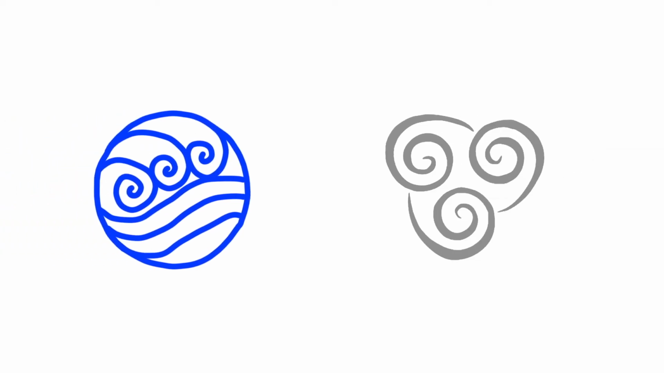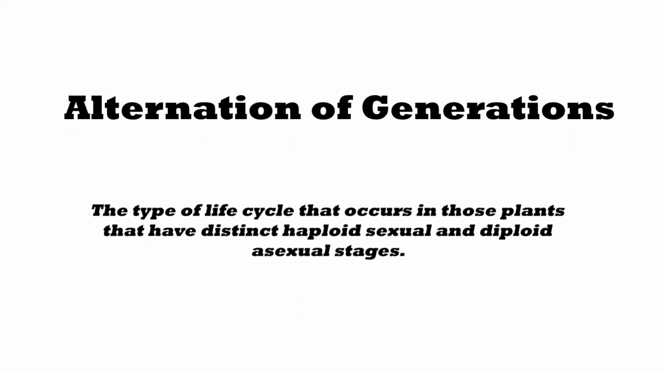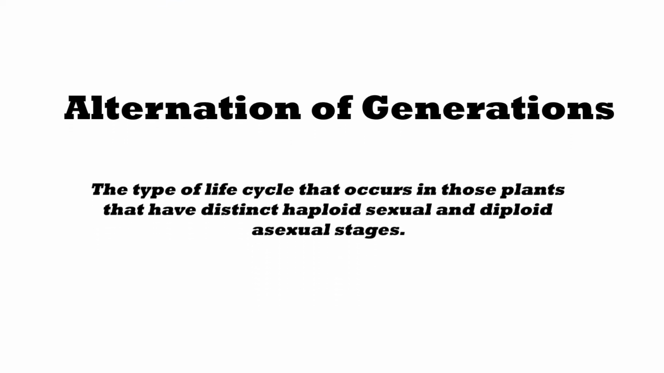The answer is plants do reproduce, but their lack of mobility means they require some external factors to help them, like water and wind. This is what we call the alternation of generations, and this is how plants sexually reproduce.